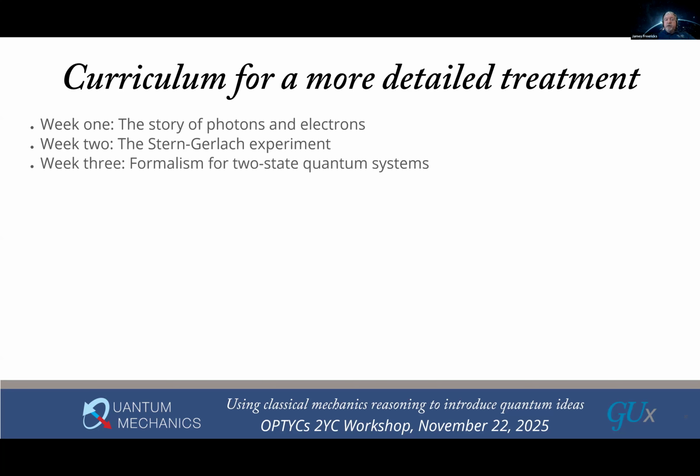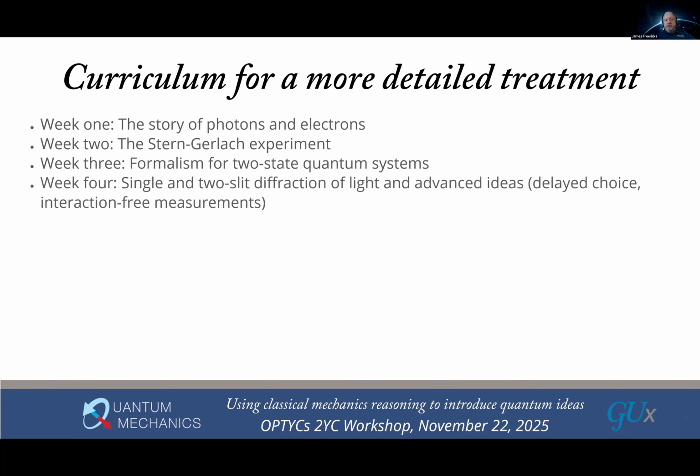And then what we do is once you have the notion of spin, which you get from the Stern-Gerlach experiment, you can actually go into the full formalism of two-state quantum systems. You can introduce operators on spin. You can figure out that they have commutation relations. You can figure out how to create states that have definite spin and other things like this. So that's what we would work on in the third week.